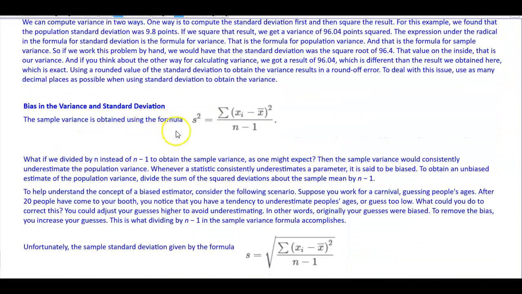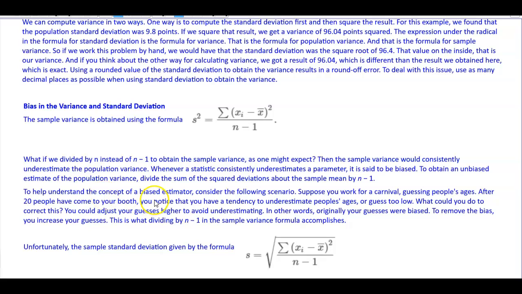Now, bias in variance and standard deviation. The sample variance is obtained by using the formula s squared, which is equal to the sum of the data value minus the sample mean, squared, over n minus 1. Now, what if we divided by n instead of n minus 1 to obtain the sample variance, as one might expect? Then the sample variance would consistently underestimate the population variance. Whenever a statistic consistently underestimates a parameter, it is said to be biased. To obtain an unbiased estimate of the population variance, you divide the sum of the squared deviations about the sample mean by n minus 1.